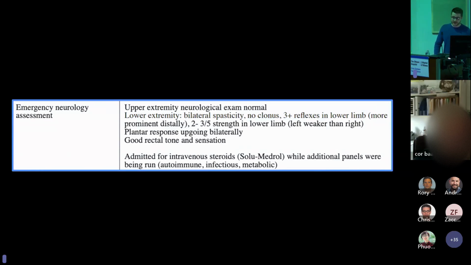MRI of the spine revealed high T2 signal in the thoracic spine at T5 and T6, suggestive of edema. The neurology assessment at the time revealed the upper extremities were normal. Again, lower extremities showed bilateral spasticity, no clonus, 3+ reflexes, 2 to 3 out of 5 strength, bilateral upgoing plantar responses, and good rectal tone. These are all findings that might be expected based on what we've covered. The patient was admitted for IV steroids and additional workup.